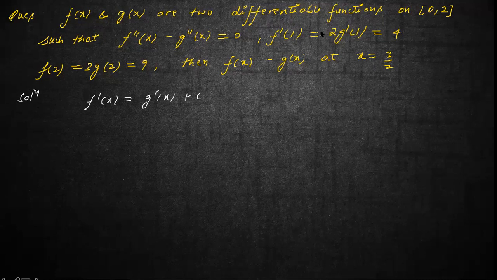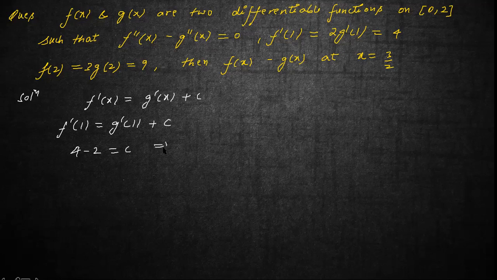Now this we know, f'(1) equals the relation we know. So we substitute x equals 1. So f'(1) equals g'(1) plus c. Now f'(1) is 4, g'(1) equals 2 from this. So 4 minus 2 equals c. You have the value of c now. So now we have f'(x) equals g'(x) plus 2.